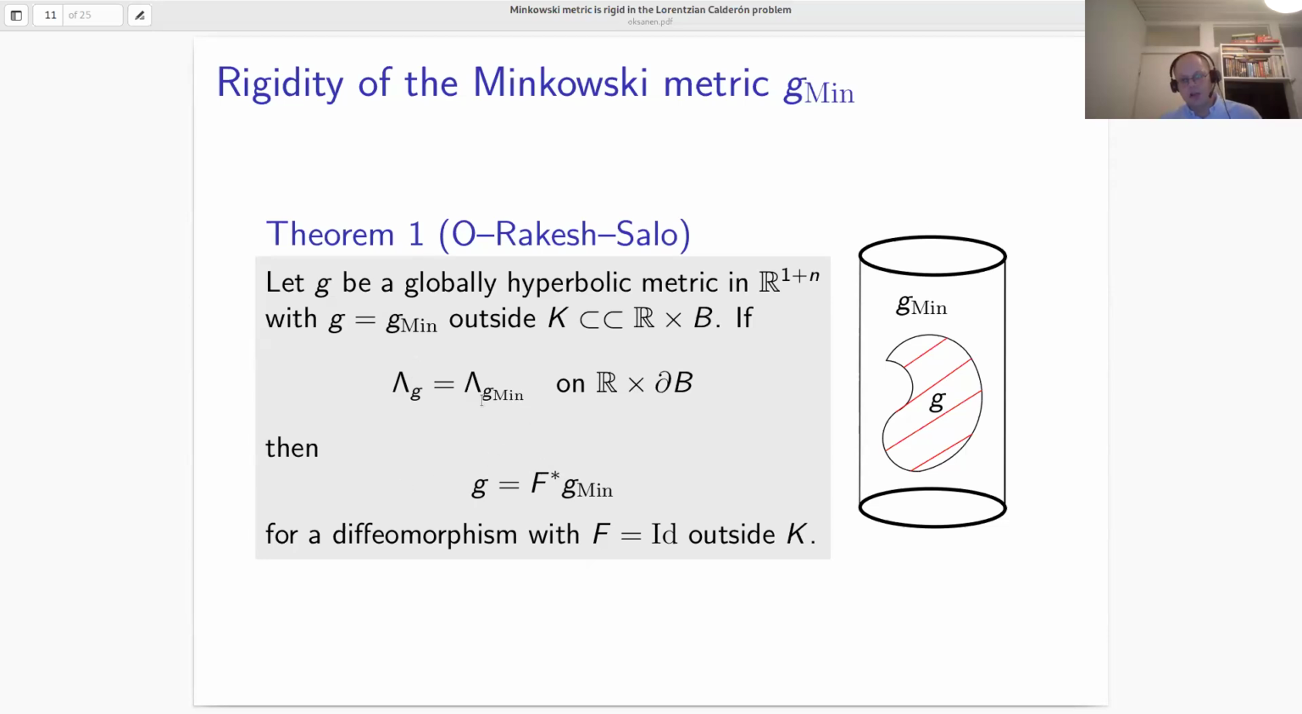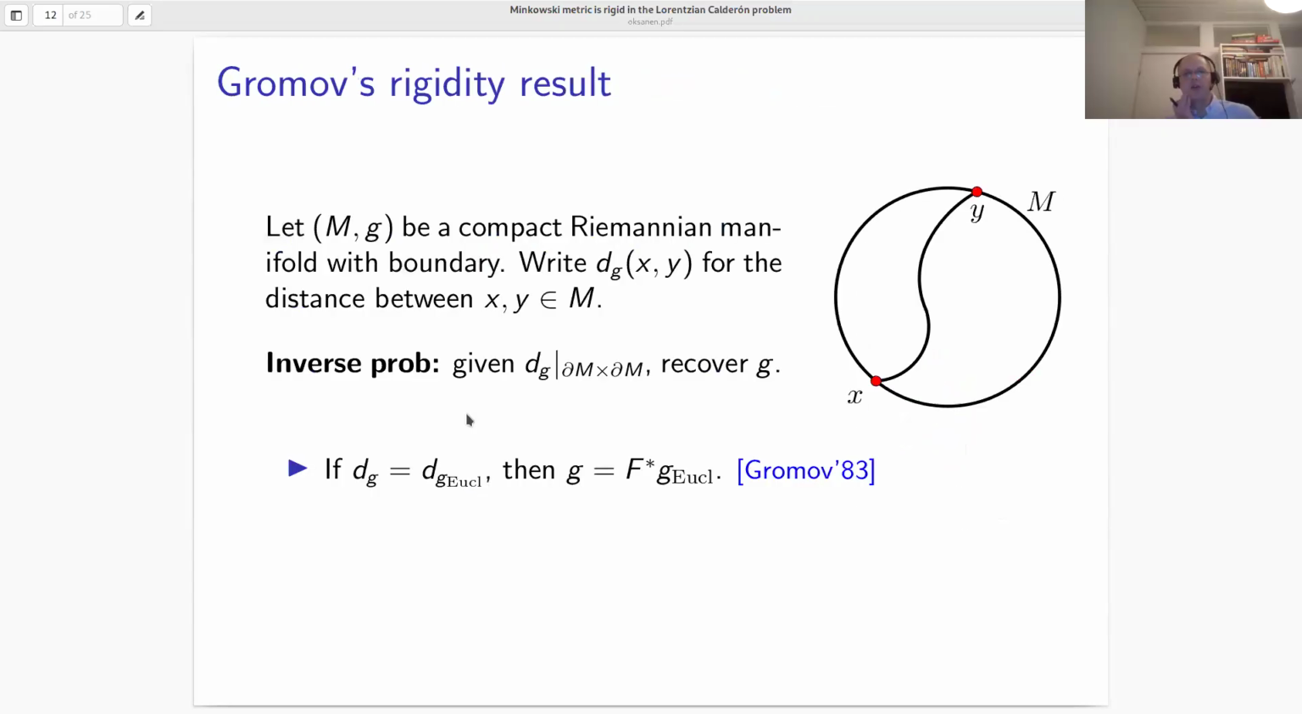Of course, the other metric then is very simple. It is the Minkowski metric. So we like to view this as an analog of this classical result by Gromov in the context of the boundary rigidity problem. So what is boundary rigidity?